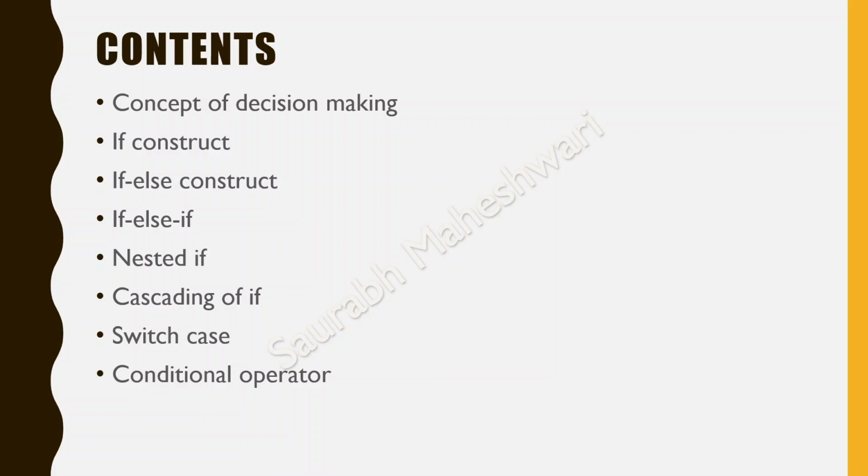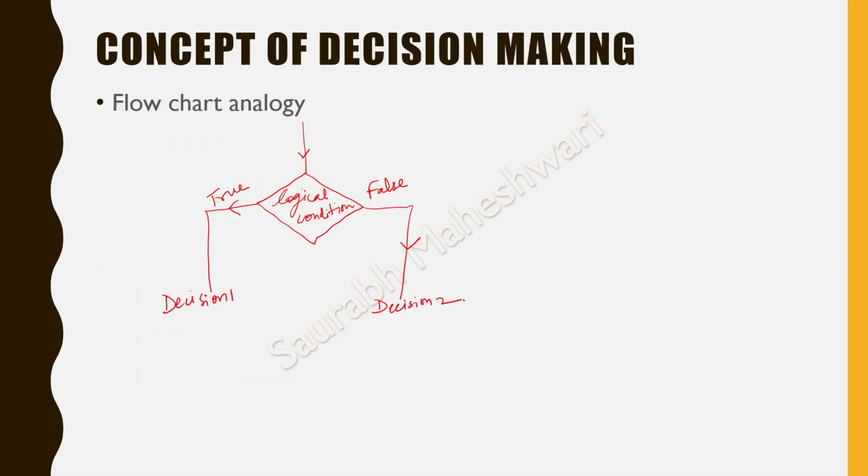Then we have a special operator that I mentioned in the operators lecture, called the conditional operator. We left this operator there and did not elaborate its use. We will do it here because it is used for decision making. This is a ternary operator.